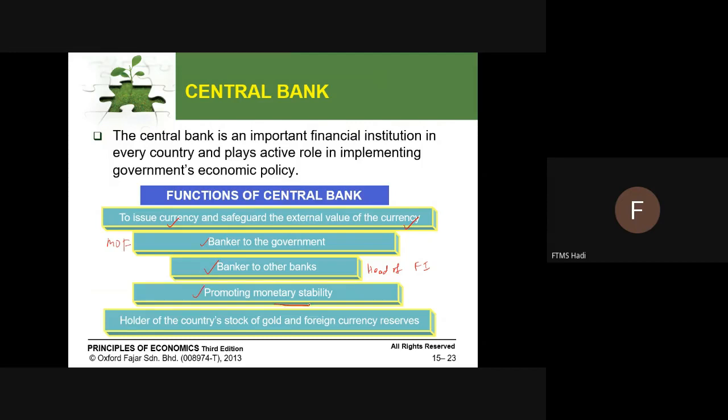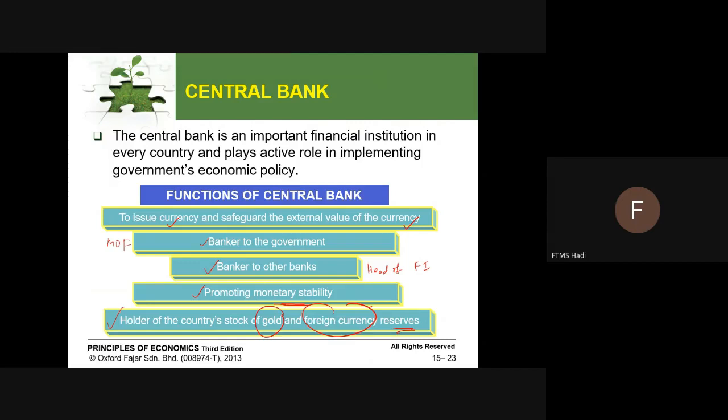Promoting monetary stability, we're talking about money supply and money demand, to make them equilibrium and balanced. We're talking about some of the policies. And the last one, holder of the country's stock and gold and foreign currency reserve. We're talking about reserves here. The central bank is one of the authorities that can save the reserve, the gold value and foreign currency value. It is only under the central bank's power.